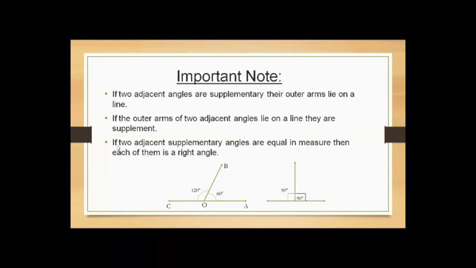The third point is, if two adjacent supplementary angles are equal in measure, then each of them is a right angle. This means that if two supplementary angles are equal in measure, they have the same measurement. Suppose one is 90 degrees and this one is also 90 degrees. So their sum is equal to 180 degrees. It means that each of them is a right angle.